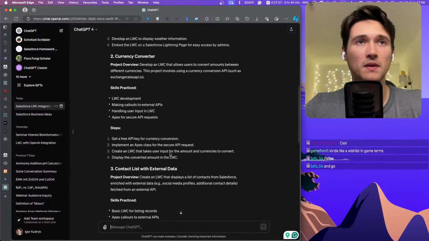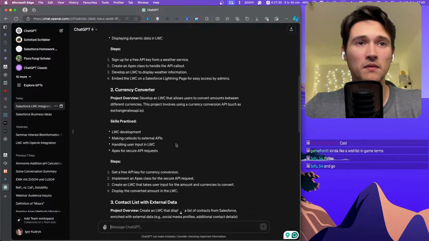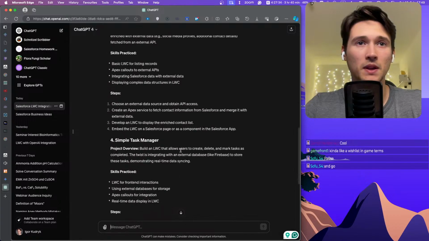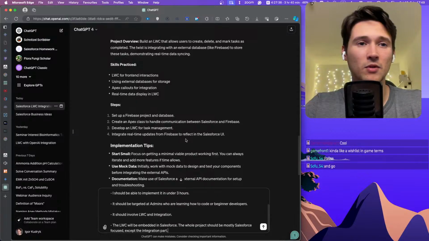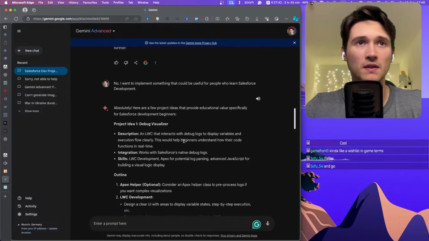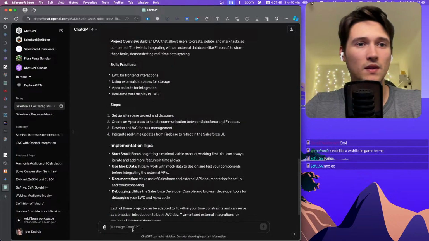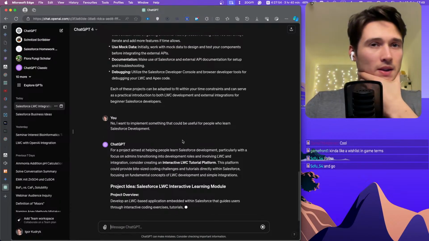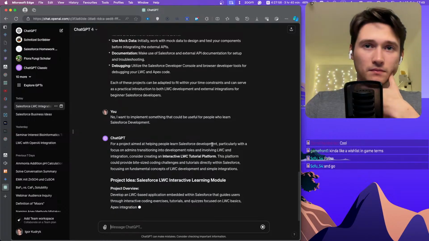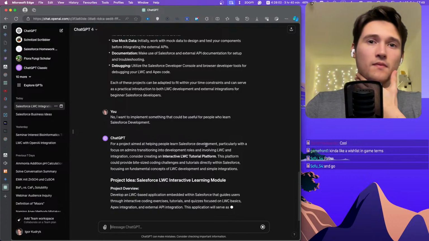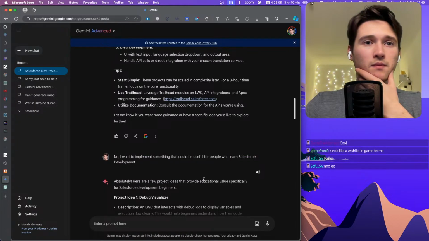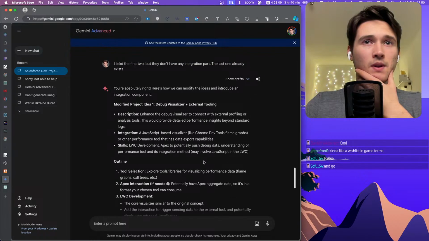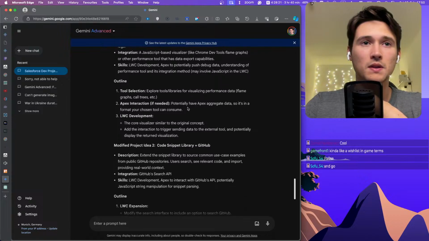Okay, let's see what ChatGPT says. Weather dashboard, currency converter, contact list with external data, simple task manager. Okay, I'm gonna say exactly the same thing as I said to Gemini, that no, I want to implement something that's gonna be useful for people who learn how to code. Let's see. Salesforce LWC interactive learning module. Not bad. Debug visualizer plus external tooling. I don't like the debug visualizer. Code snippet library plus GitHub.